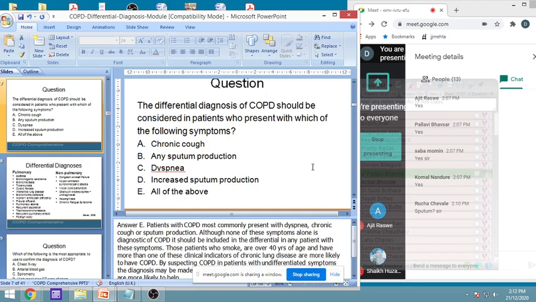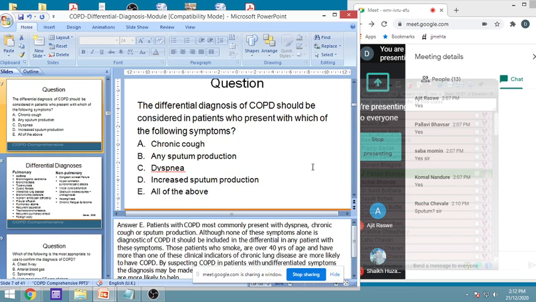Particularly, none of these symptoms alone is diagnostic. So if it is singularly present, it is not giving a diagnosis. Then it should be included in the differential. Differential means we are trying to differentiate between different types of obstructive lung diseases, or OLD, as we call them. So there are various kinds of obstructive lung diseases like asthma, COPD, bronchitis, etc. So out of these, what exactly it is, we can go for that.